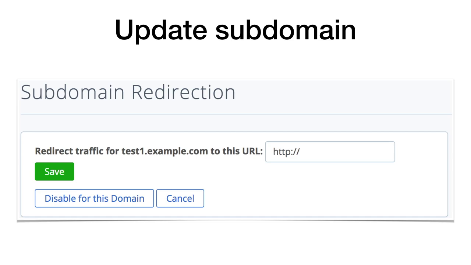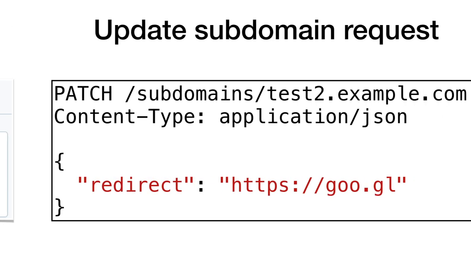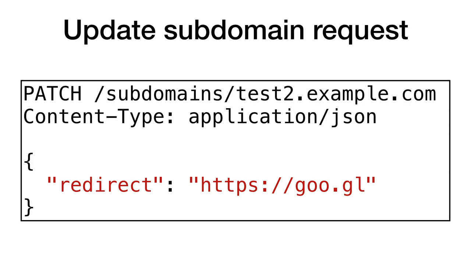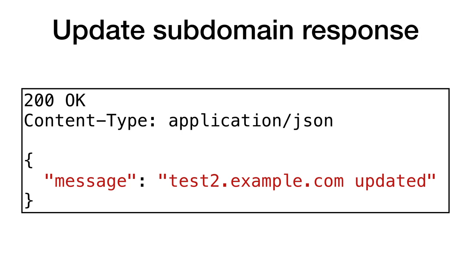So we've done view a single subdomain. We've done create new subdomain. We're now going to update a subdomain. This is, again, the UI. We don't get to update all of the components. That's part of the design of the application, so that's OK. In this case, patch is probably the best choice. Patch semantics say that we're modifying an aspect of the resource rather than replacing or updating the entire resource. In this case, it's just the redirect field or component of the subdomain. And a response might look like this, 200 OK, and a little message telling them what happened.